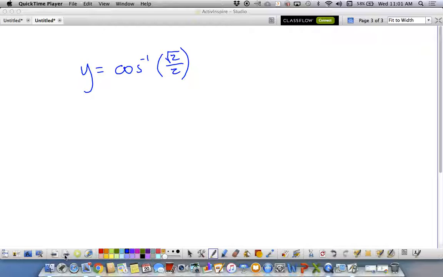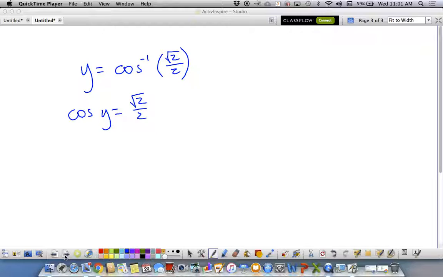This is asking you what value, what degree, what radian, we're going to start in degrees, what angle is going to give me cosine equal to square root of 2 over 2. Ultimately, if we went backwards, this would really say cosine y equals square root of 2 over 2. You're just finding out what the angle is. Cosine of what angle is going to give me square root of 2 over 2? 45.